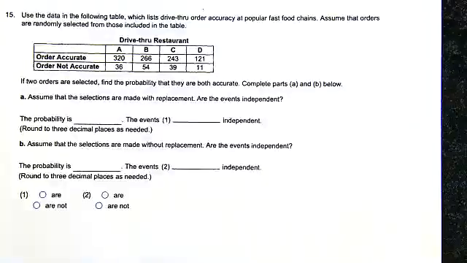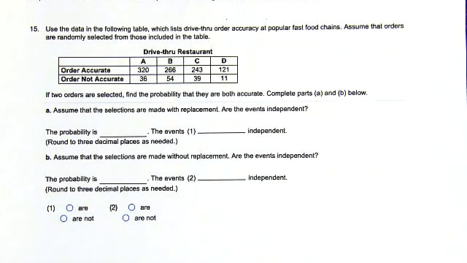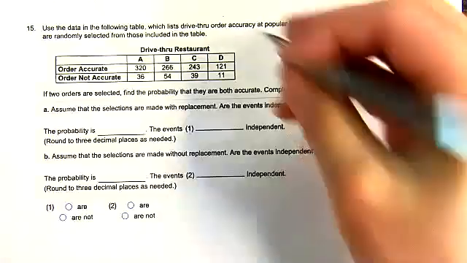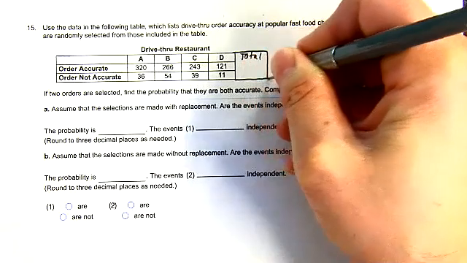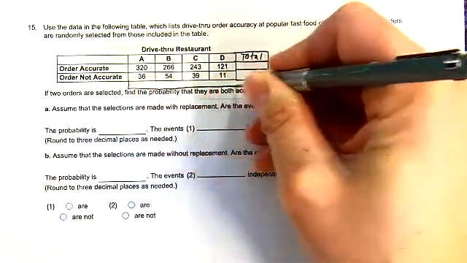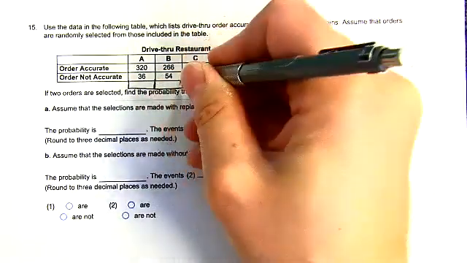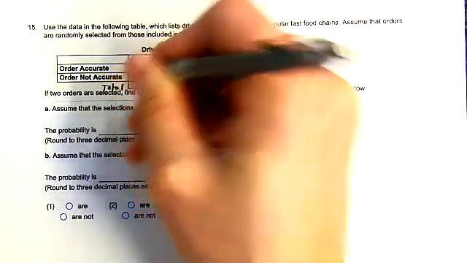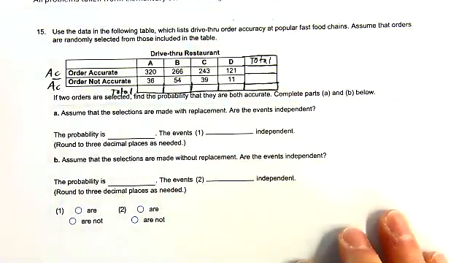Okay, 15. What would be step 1 when you see a table like that? Totals, good. So let's immediately add a total column. And then let's immediately add a total row. This is again accurate orders versus inaccurate orders at different restaurants.